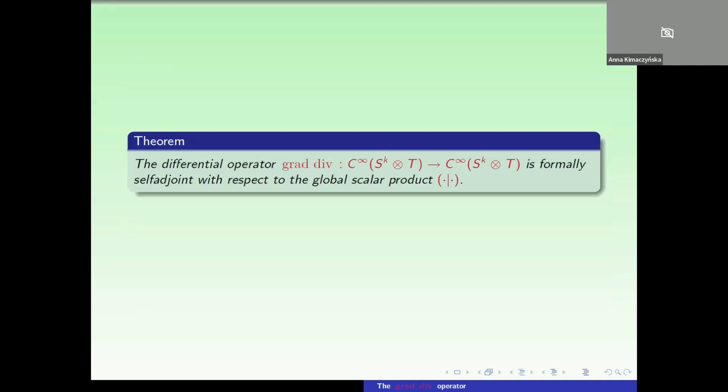And we have the theorem: the differential operator grad div is formally self-adjoint with respect to the global scalar product, this second global scalar product.